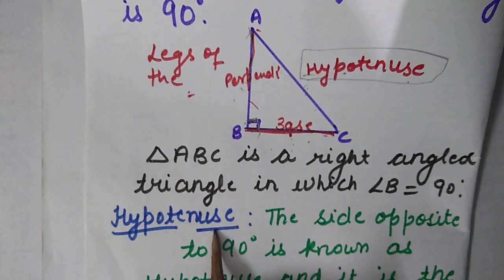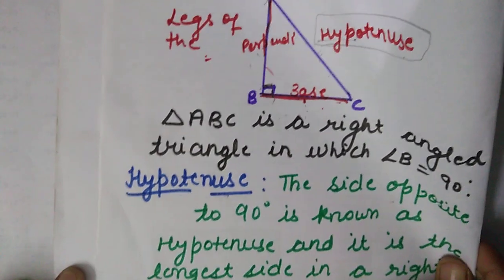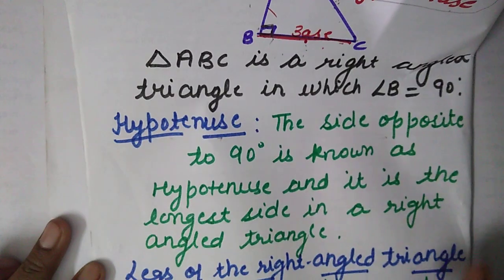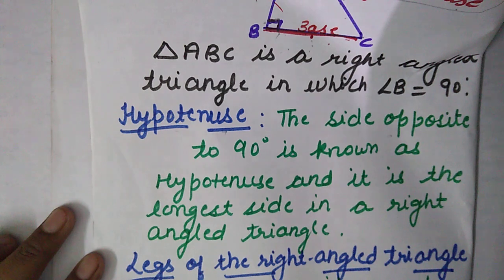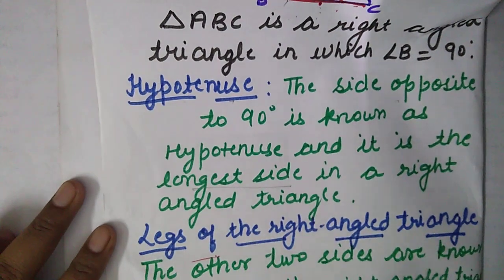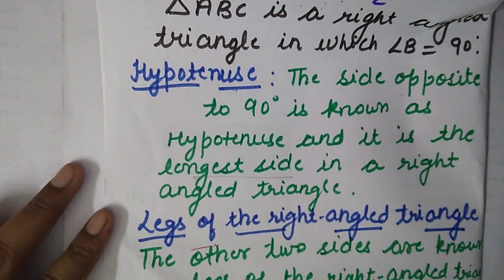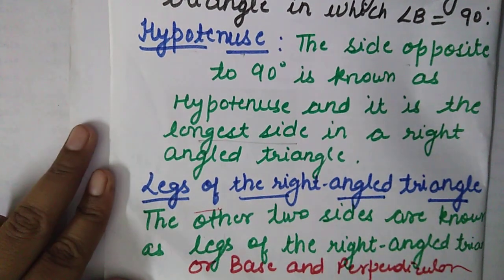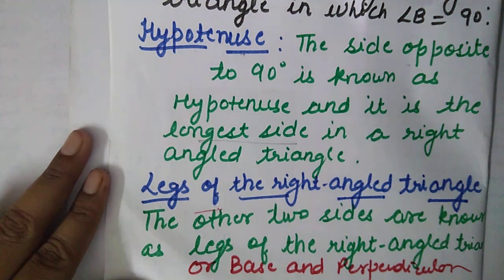We have learned about the hypotenuse. The side which is just opposite to 90 degrees is known as the hypotenuse, and it is the longest side in a right angle triangle. Then we have learned about the legs of the right angle triangle. The other two sides, other than the hypotenuse, are known as the legs of the right angle triangle, or you can say base and perpendicular.